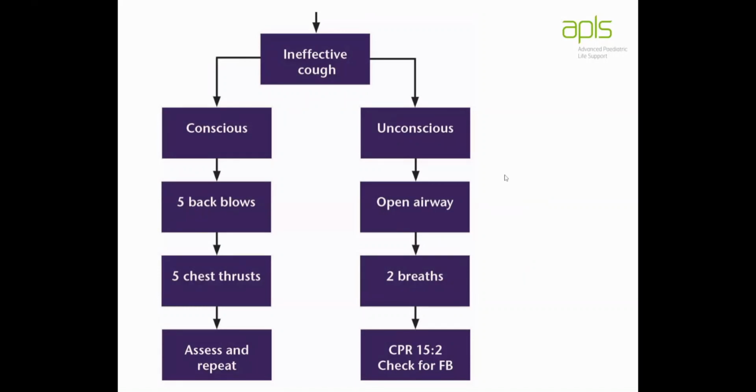If the child is conscious, then deliver 5 back blows followed by 5 chest thrusts until the child coughs out the foreign body. And if the child becomes unconscious, then follow the basic life support pathway, practice opening airway maneuvers, start giving 2 rescue breaths, and start delivering chest compressions at a rate of 15 to 2.